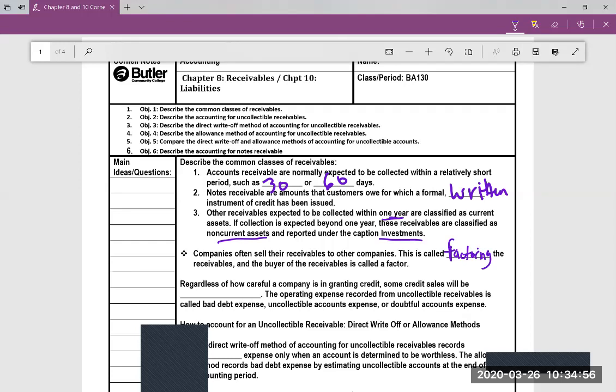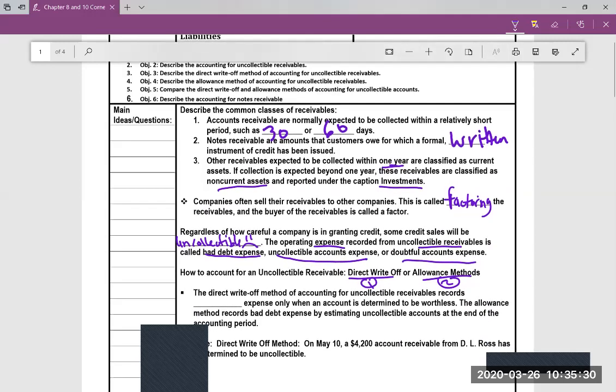Regardless of how careful a company is in granting credit, some credit sales will be uncollectible. If it's not a cash sale and it's a receivable sale, some you're just not going to be able to collect. So there is an expense associated with an uncollectible receivable. It's called bad debt expense. Sometimes you might see it as uncollectible accounts expense or doubtful accounts expense.